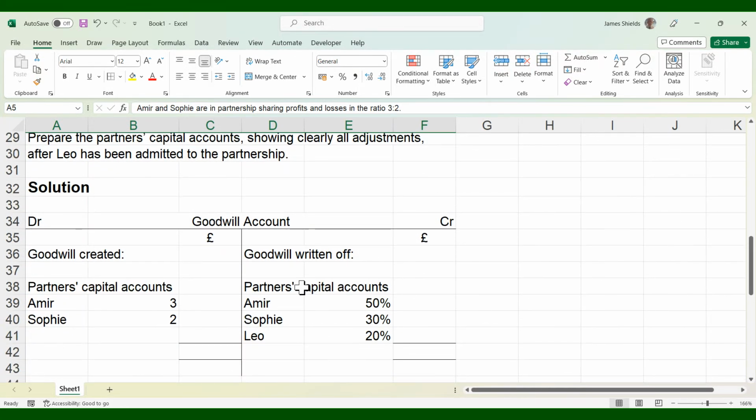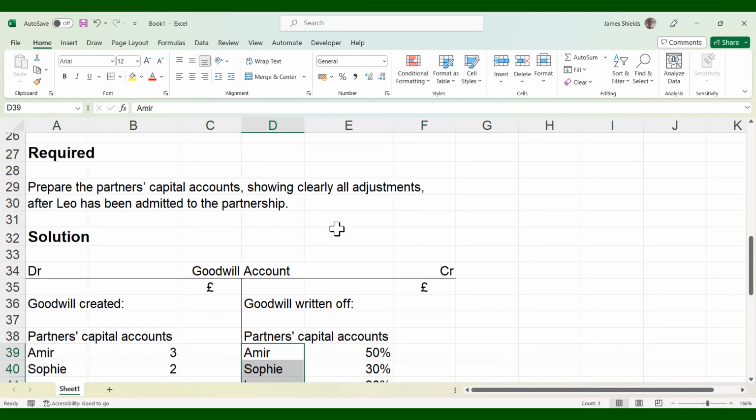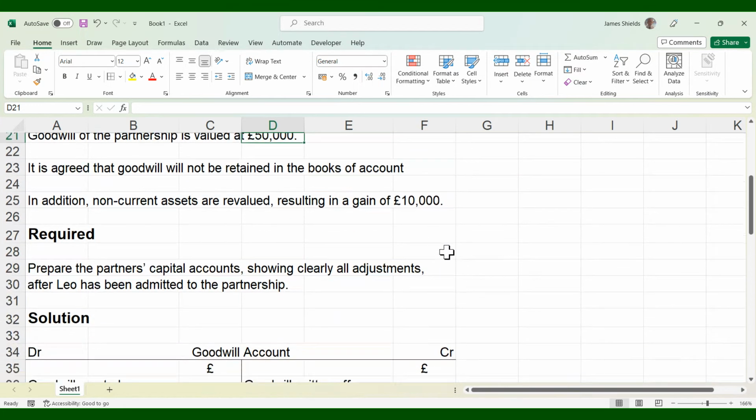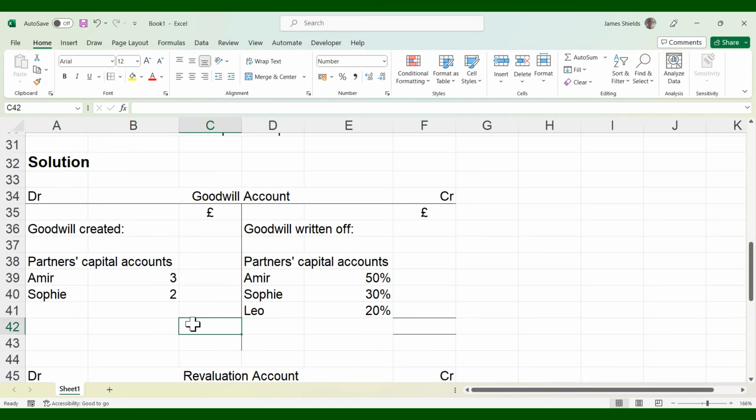Now it's then written off in the new ratio between the combined partners, so it's Mia, Sophie, and Leo, and we're told, on a percentage basis, it's 50% for Mia, 30% for Sophie, and 20% for Leo. And we're told that the amount of goodwill is £50,000. So my debit total is going to be £50,000, and my credit total is going to be £50,000.